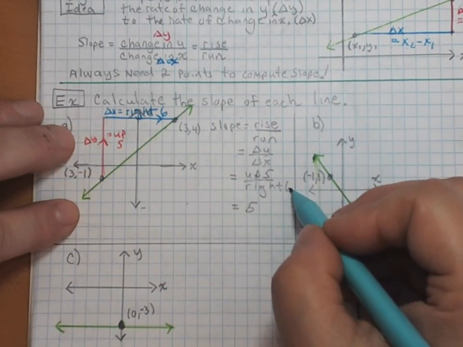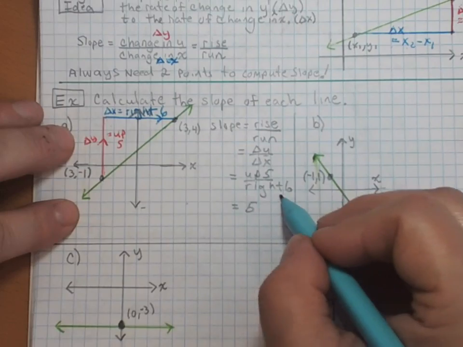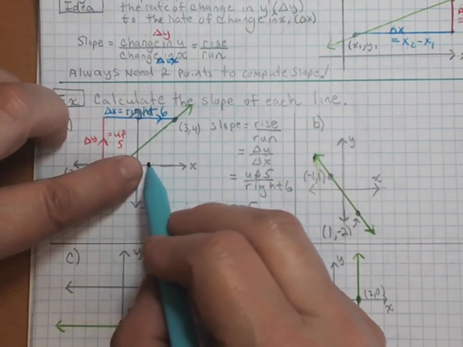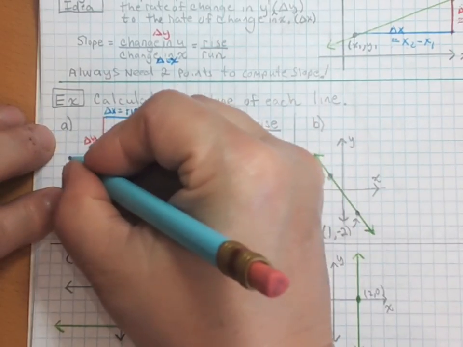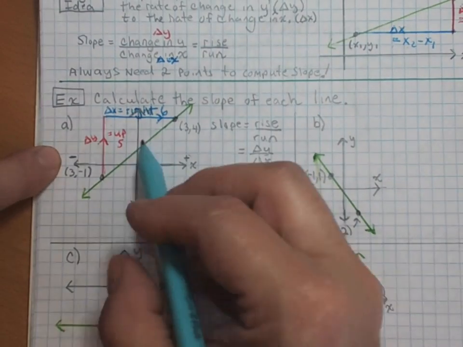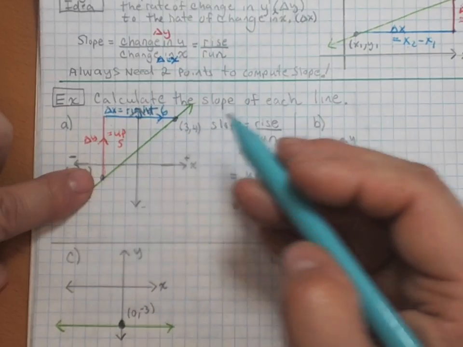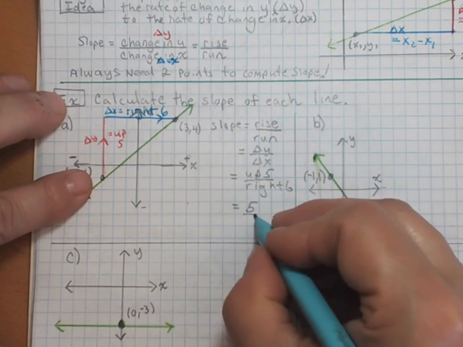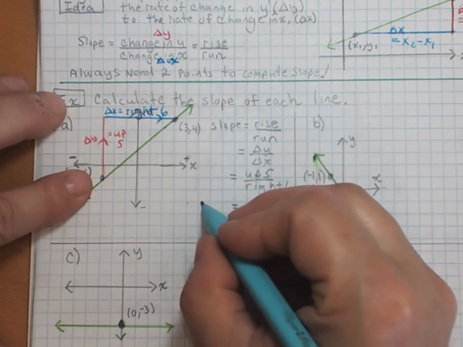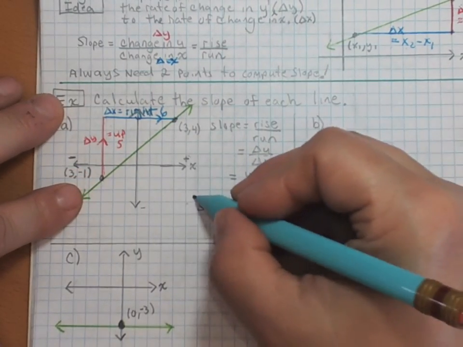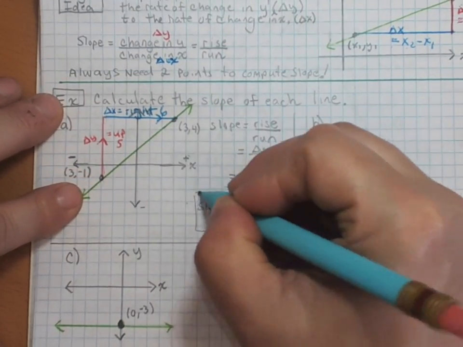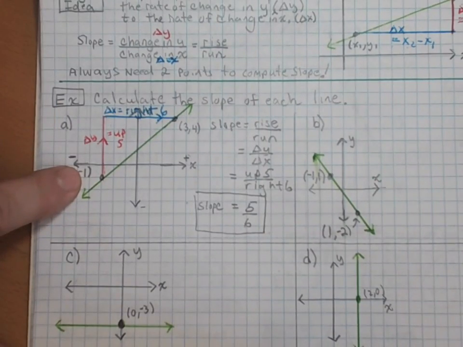And similarly with the change in x, on my x-axis, if I go to the right, I'm going in a positive direction. If I go to the left, I'm going in a negative direction. So right 6 means positive 6. And so this is the slope of my line. All right, so that's a nice way to do it when you're dealing with an image.